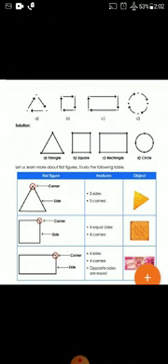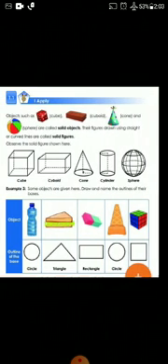Let us learn more about flat figures. See, flat figure, first one is triangle. A triangle has three corners and three sides. A square also has four equal sides with four corners. In rectangle, the two opposite sides are equal. Rectangle also has four sides and four corners.